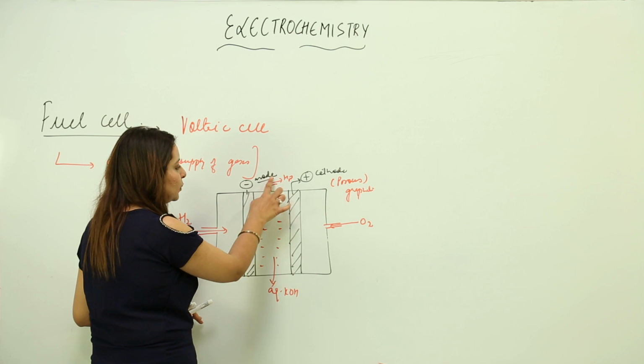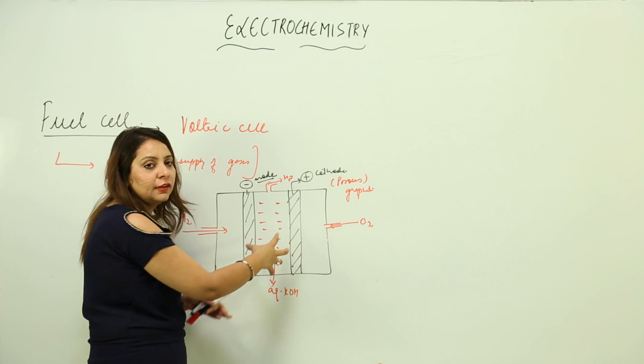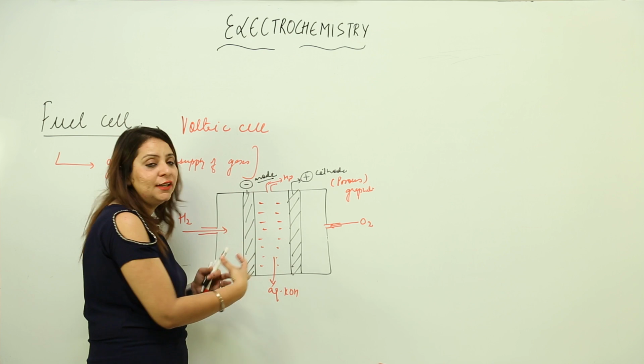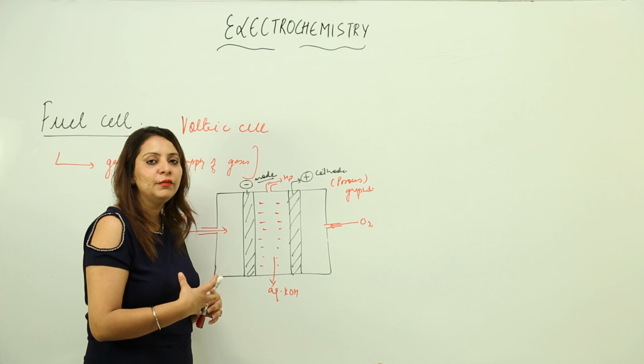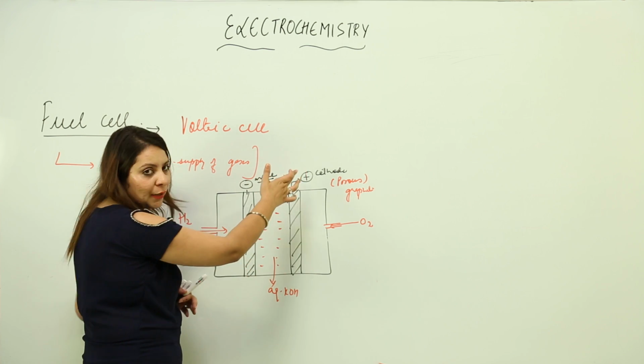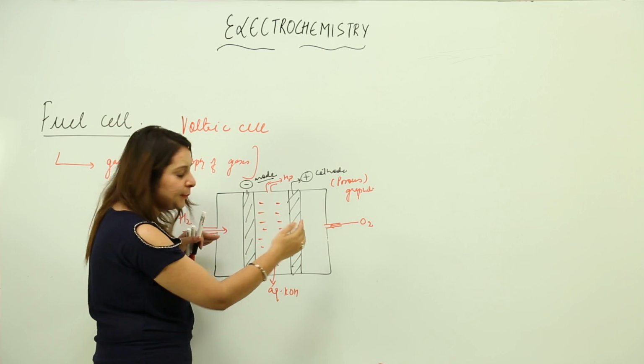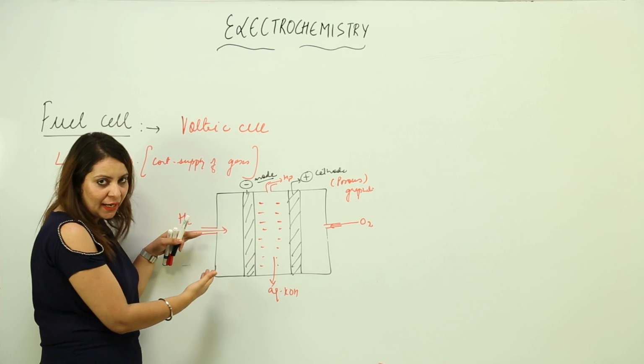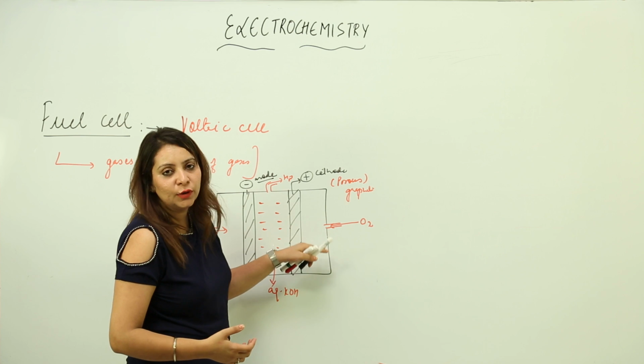We also have an outlet pipe here for water, because water is continuously forming, so we need an outlet from where we can remove the water. So we have an outlet pipe here. Here we have an inlet pipe. Into the anode chamber we are going to add hydrogen, and from this side we are going to add oxygen.